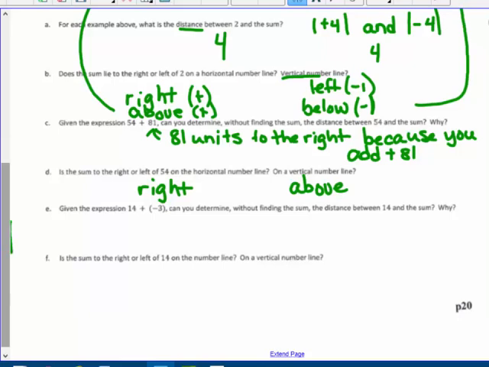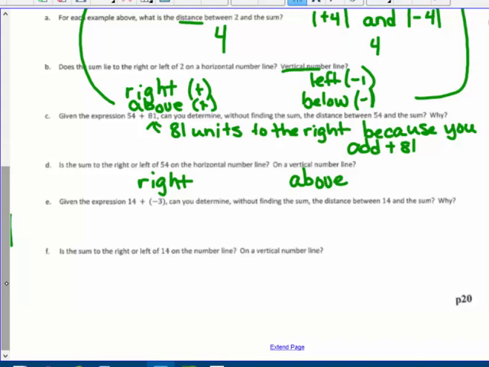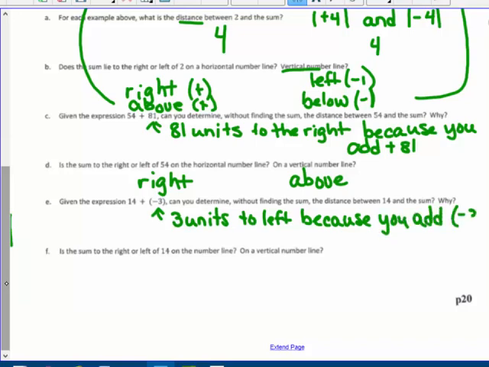Given the expression 14 plus negative 3, can you determine without finding the sum the distance between 14 and the sum? Well, it's going to be 3 units, because that's what I'm adding, to the left, because I'm adding negative 3. As you add negative 3, it's going to be to the left.